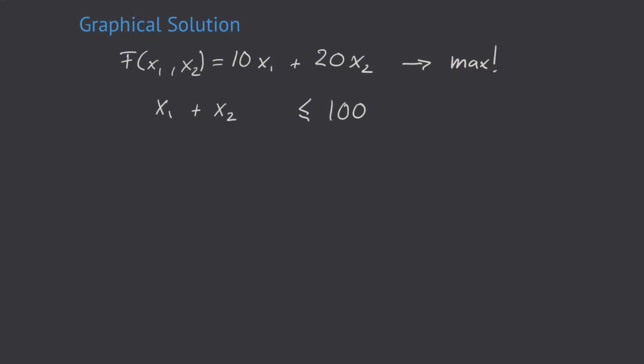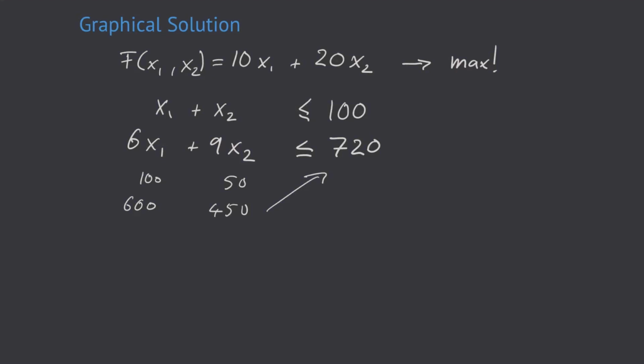The second restriction is 6 times x1 plus 9 times x2 should be less or equal than 720. What this means is, again, if somebody said, let's produce 100 units of x1 and 50 units of x2, that would mean we have resources of 600 and here we have 450, and that would be greater than 720. So producing 100 units of x1 and 50 units of x2 is not a feasible solution.